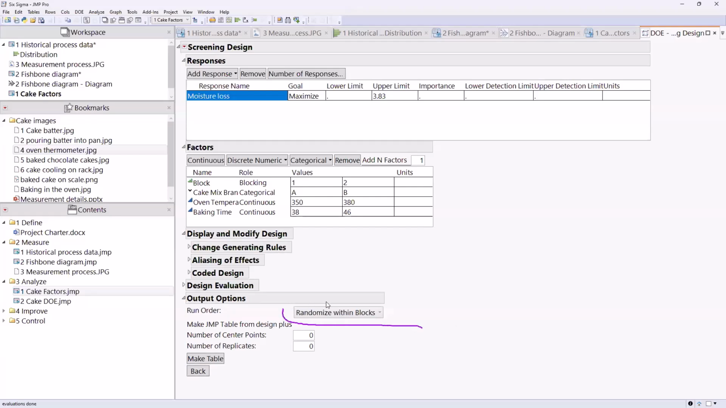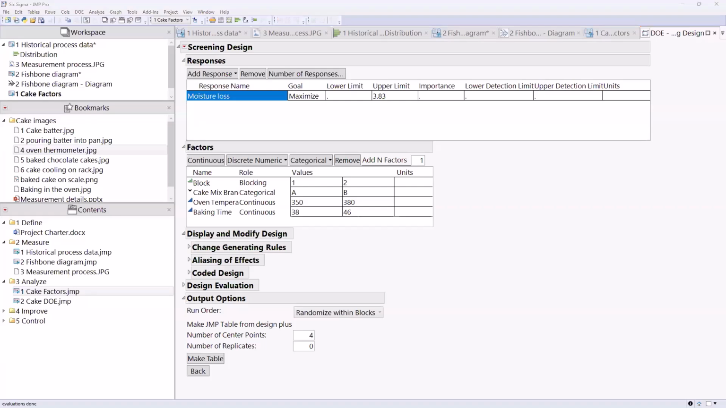Great. As I mentioned before, we're going to randomize. And now I'm also going to go ahead and add some center points to this design. I'm going to add 4 center points, and that's to help me detect potential curvature in the response surface. If I'm just using a high and a low, I can draw a straight line between the average of my moisture loss measurements at the low oven temperature and at the high one. But there might be, the middle point might be a little bit higher or lower, right? So if I add center points, I could detect potential curvature.